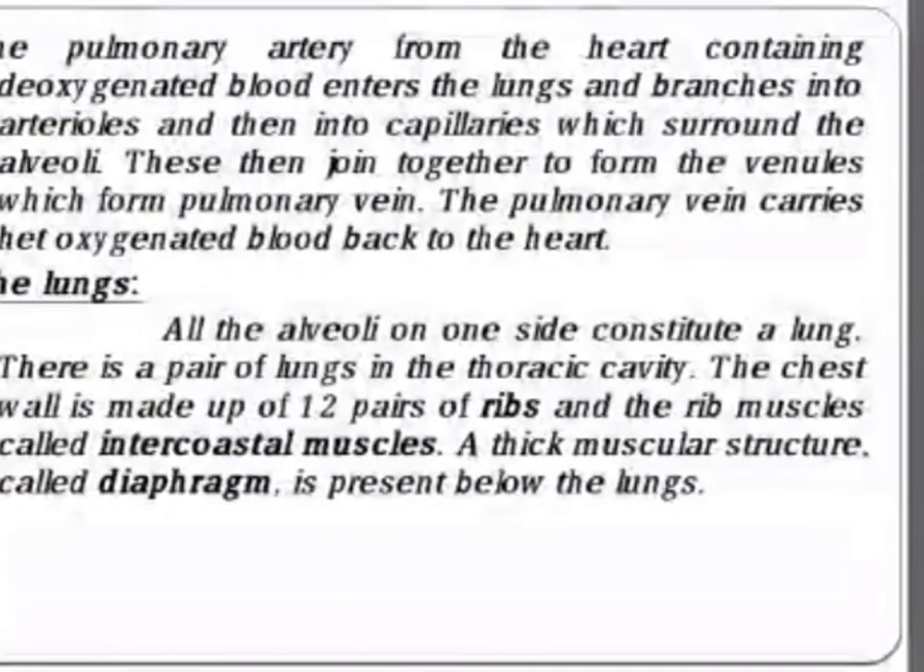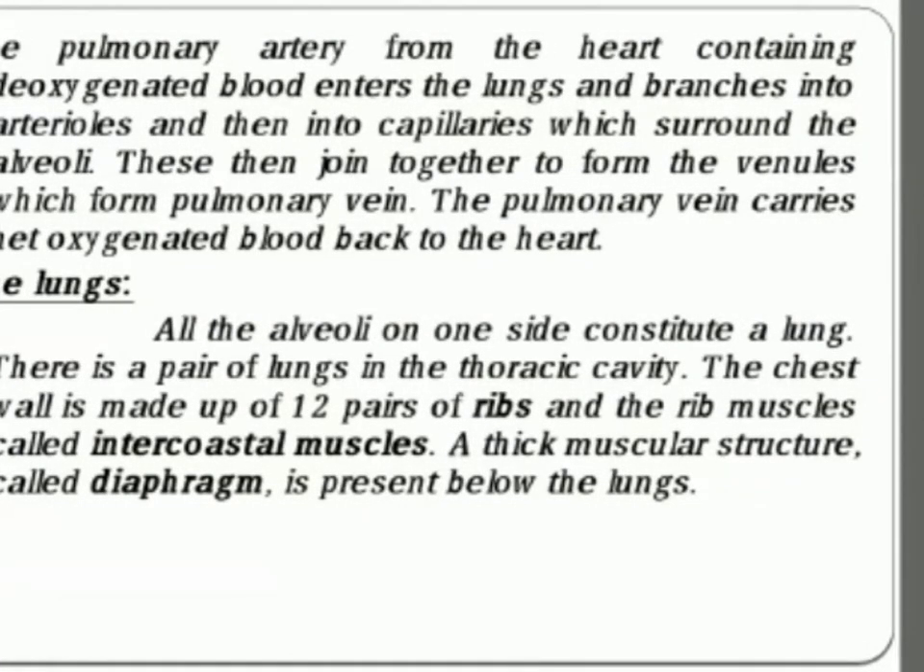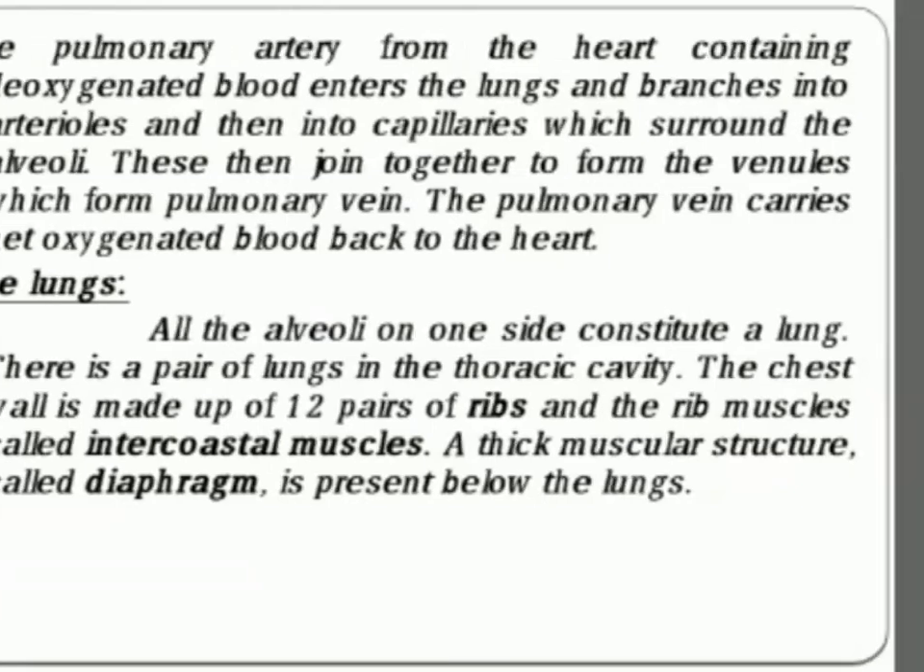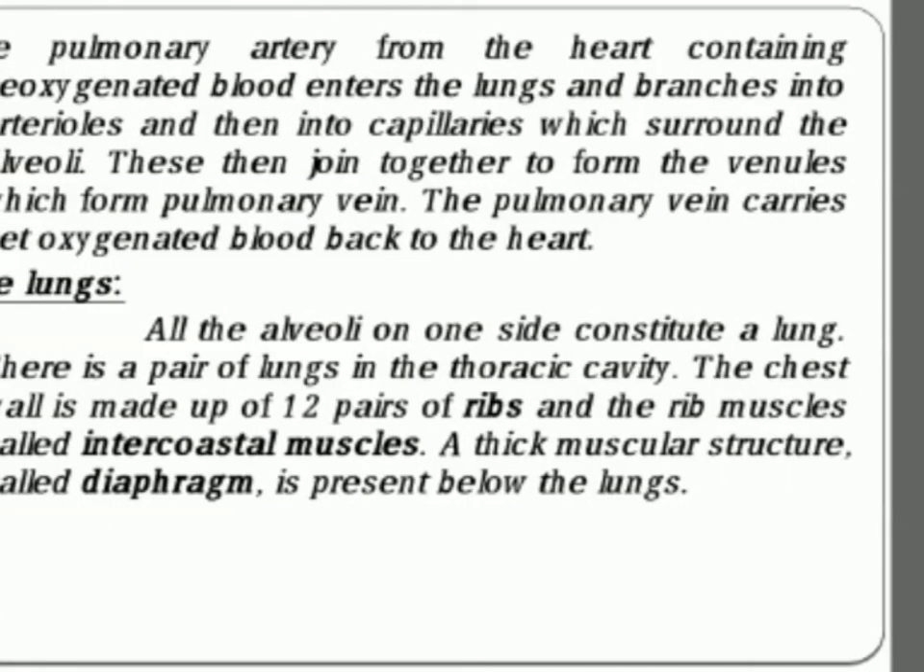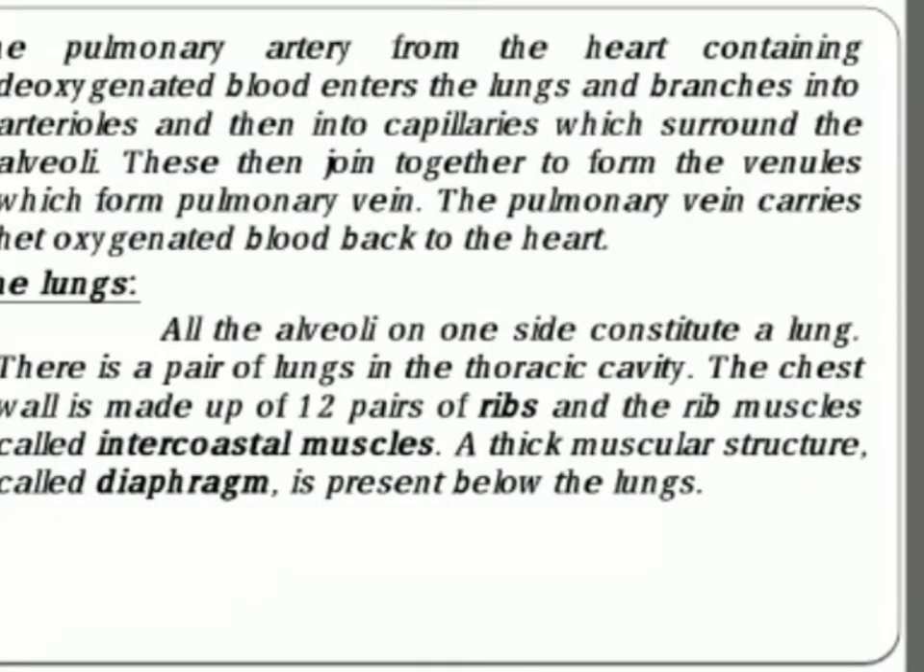The pulmonary artery from the heart containing deoxygenated blood enters the lung and branches into arterioles and then into the capillaries which surround the alveoli. These then join together to form venules which form the pulmonary vein. The pulmonary vein carries oxygenated blood back to the heart.